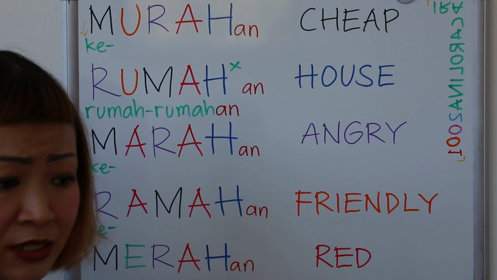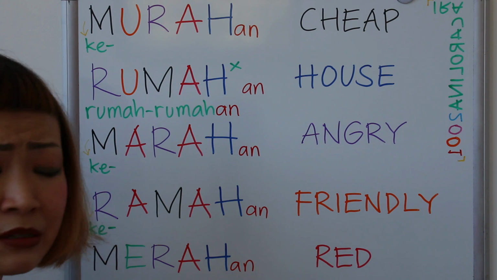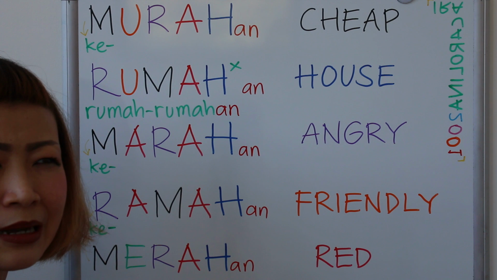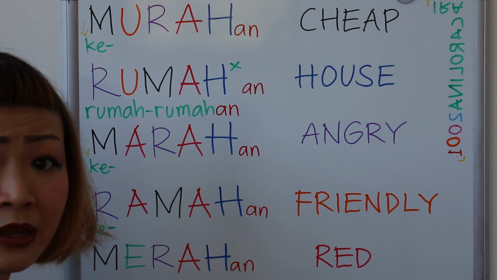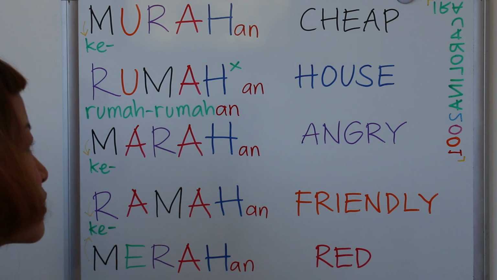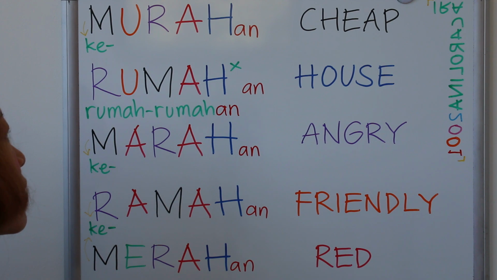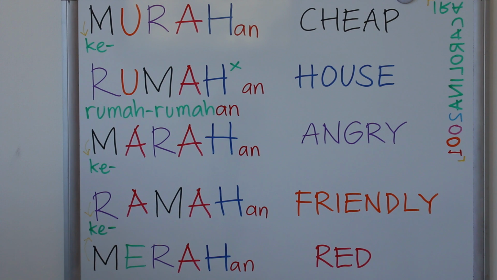It's the same with English or other languages. There are words with lots of meanings. Of course, we will get the idea of which specific meaning it is based on the other words used in that sentence. Kemurahan, too cheap, or generosity. Generosity.